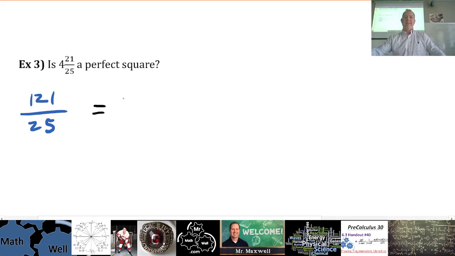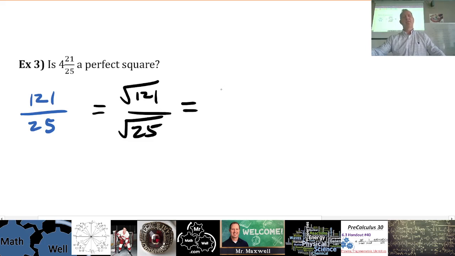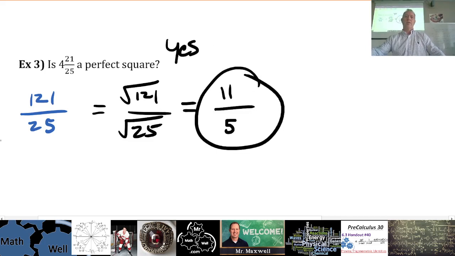Squares. Yeah, root 121 and root 25 are both whole numbers, so that's great. What's the root 121? 11, good. And root 25 is 5. There you go. So is it a perfect square? Yes. And this is the square root. So root 121 over 25 is equal to 11 over 5. And please remember to reduce your fractions wherever possible.